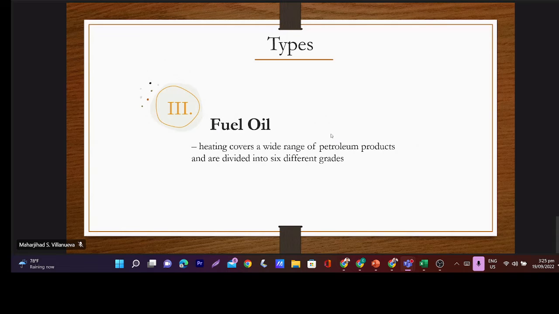Fuel oil. Heating covers a wide range of petroleum products and is divided into 6 different grades. Fuel oil po ay mainly residues from crude oil distillation, used primarily for steam boilers in power plants. Yung 6 different grades niya po, nagdedepende po yun kung paano po siya gagamitin.